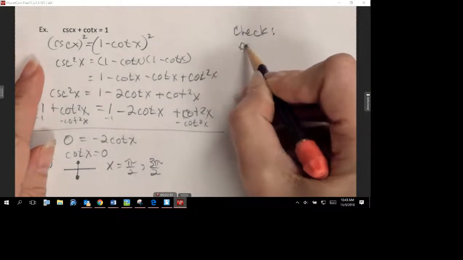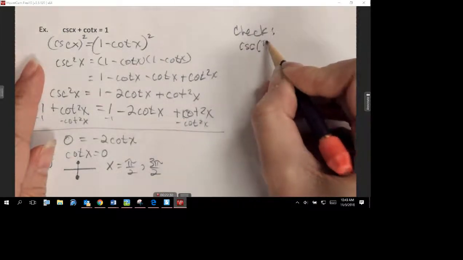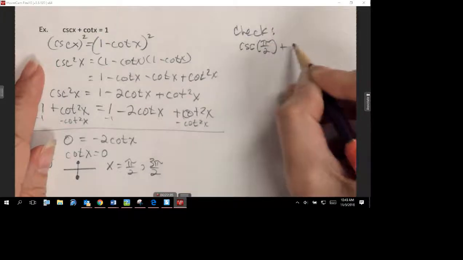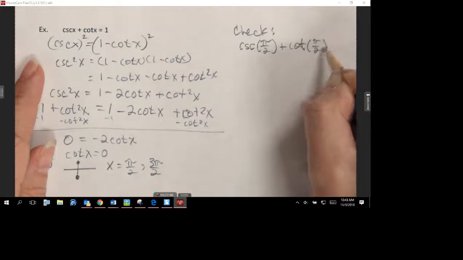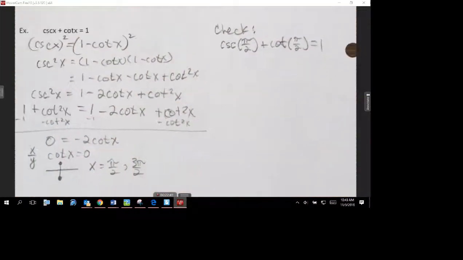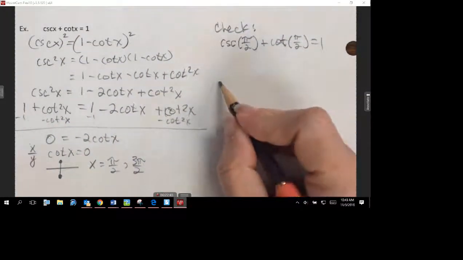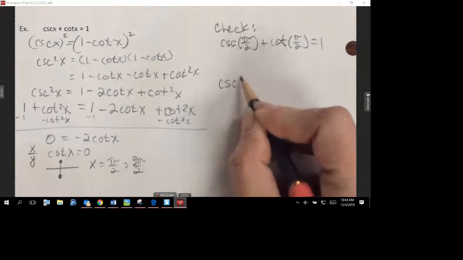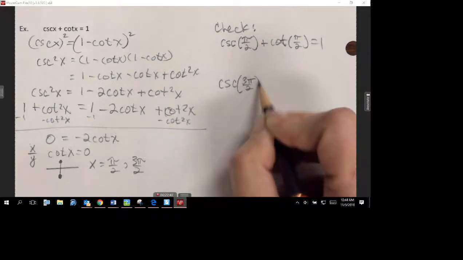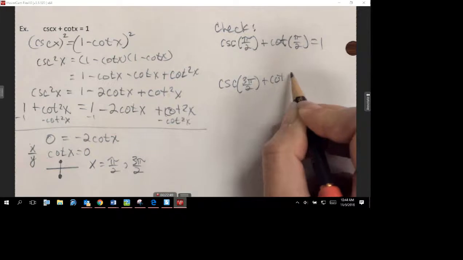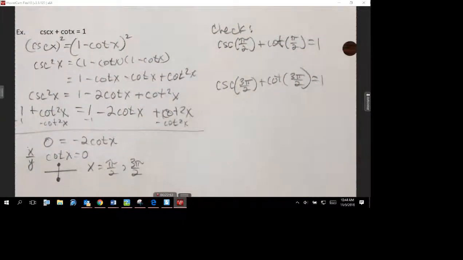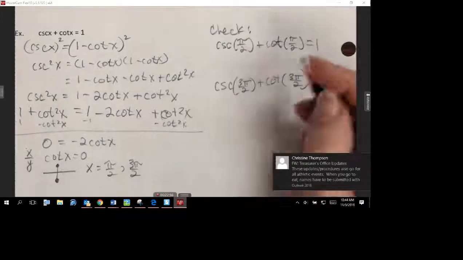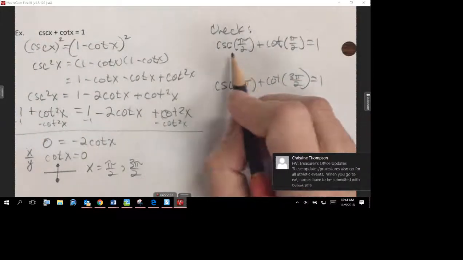So I'm going to do cosecant of pi over 2 plus cotangent of pi over 2 equals 1. And then we're also going to do the same thing for 3 pi over 2: cosecant of 3 pi over 2 plus cotangent of 3 pi over 2 equals 1. You can use your calculator to check this, but it's easy.